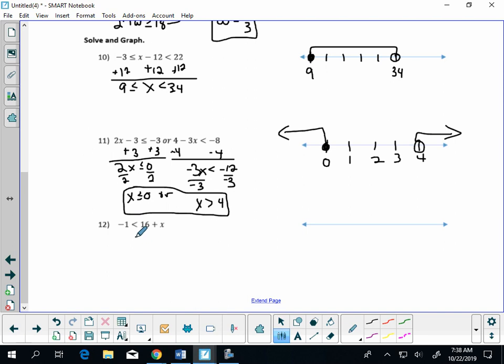On number 12, subtract 16 from both sides. And I get negative 17 is less than x. I like to have it so the variable comes first. Makes it easier to graph. Well, if negative 17 is less than x, x has to be greater than negative 17. Negative 17 in the middle. Something bigger, something smaller. Open dot and shaded to the right.